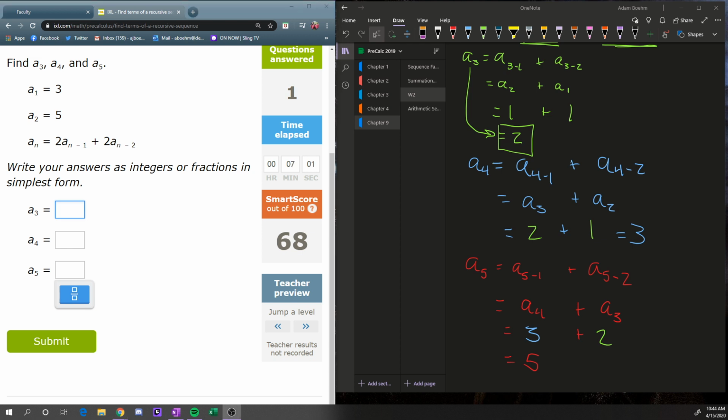How do you know what A is equal to? A is just a placeholder. A is the number of the terms. So like A5, that's the fifth term in the sequence A, right? Think of it as function notation. So A5 is kind of like f of 5.